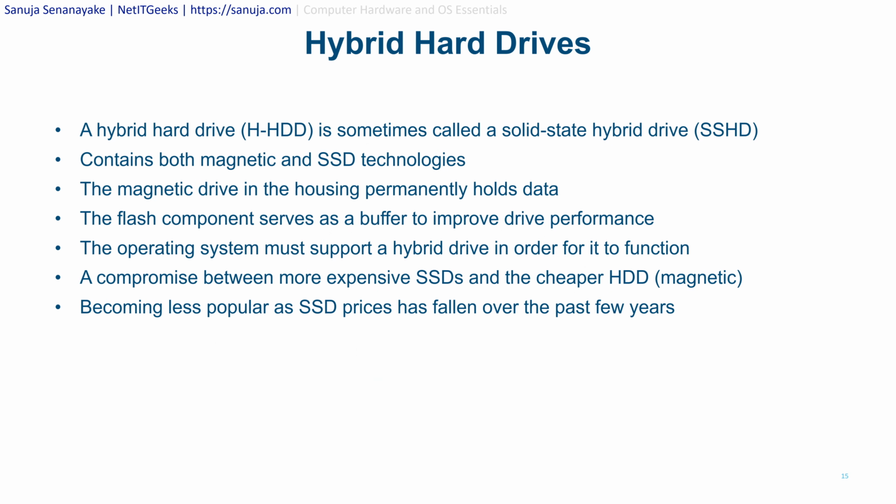Hybrid hard drives. A hybrid hard drive, sometimes called a solid state hybrid drive, also known as SSHD, contains both magnetic and SSD technologies. So it has an SSD component as well as a spinning hard drive, like spinning platters. The magnetic drive in the housing permanently holds data. So your data that you're saving to the drive will be saved on those magnetic spinning drives, not on the SSD side of things.